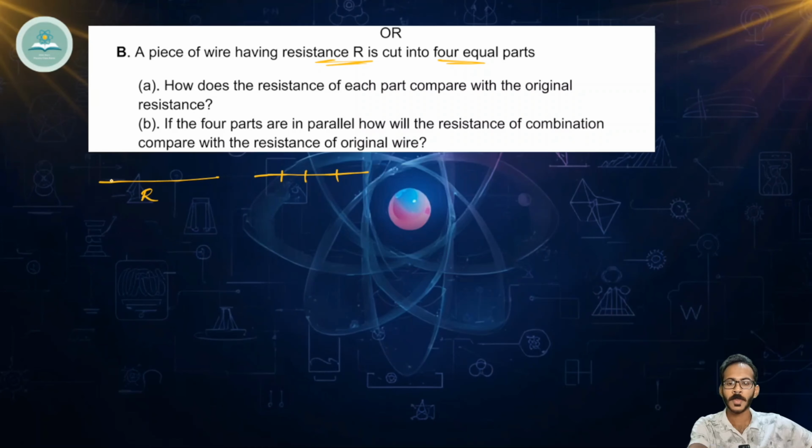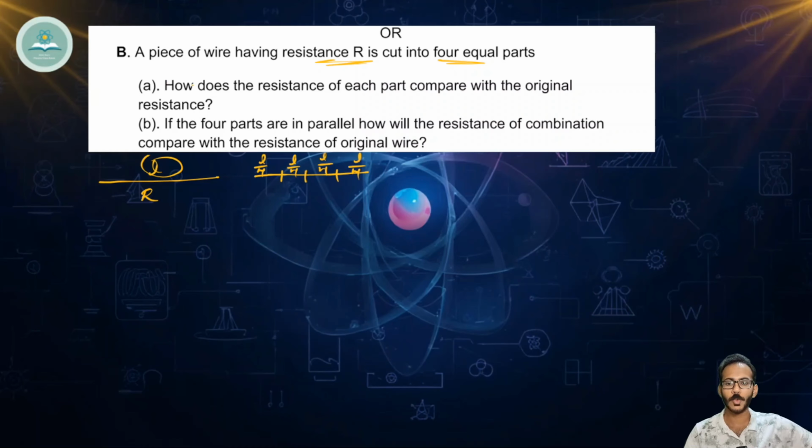Here the idea is, if this was having a length L, now the length of each part will be L by 4, L by 4, L by 4 and L by 4. If you add all these L by 4, we'll get L. So L was the initial length. Now the length of each part is L by 4.